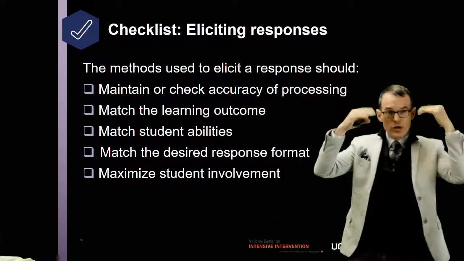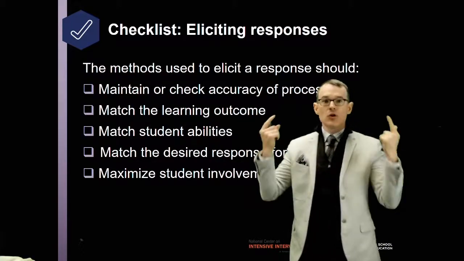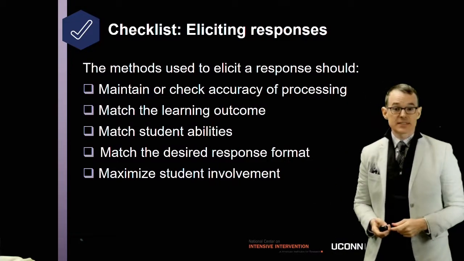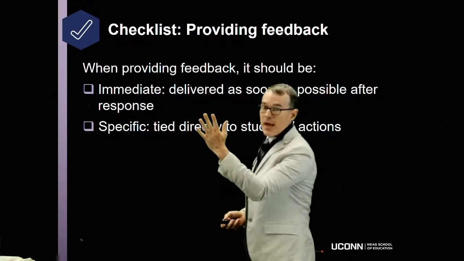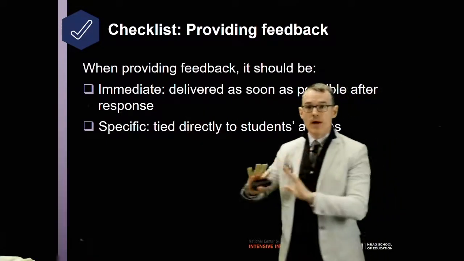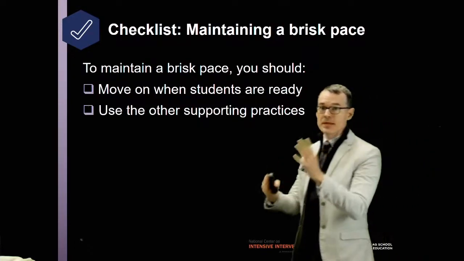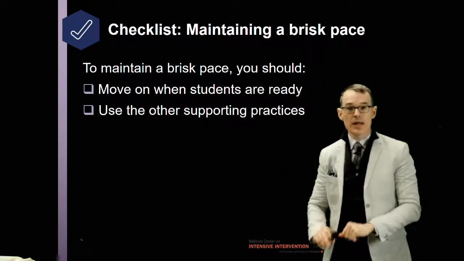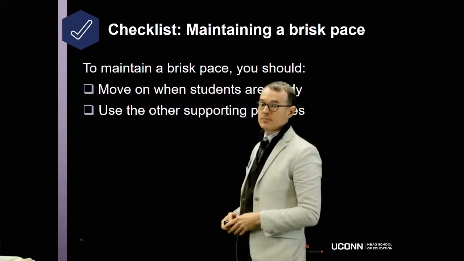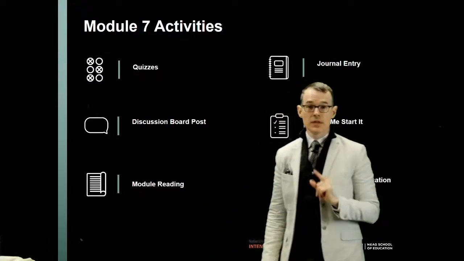The wheels will be turning. You'll either be keeping them with you, keeping their heads in the game, or you'll be actually checking the accuracy of their processing by doing different forms of assessment. With providing feedback, as you've learned in Module 7, you want to provide immediate feedback, you want to provide specific feedback. And now, finally, we've talked about brisk pacing, knowing when to move on because students are ready, and knowing that we must use the other supporting practices. So that is the conclusion of Module 7 with the exception of this understanding.